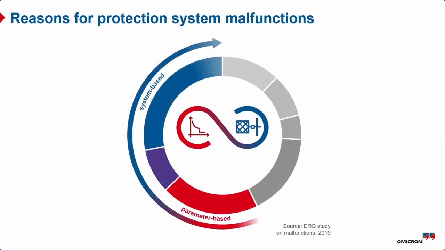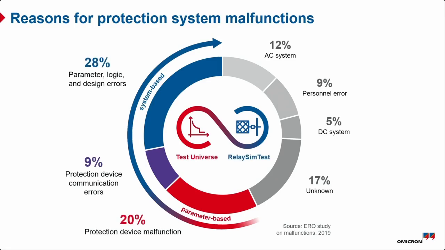Studies have shown that more than a quarter of malfunctions in the protection scheme are due to errors in parameters and design. This can be an incorrectly set parameter or an insufficiently chosen protection function.